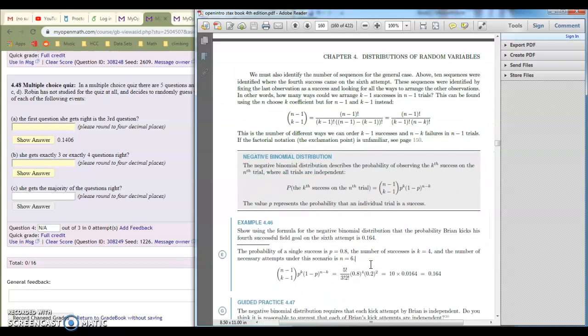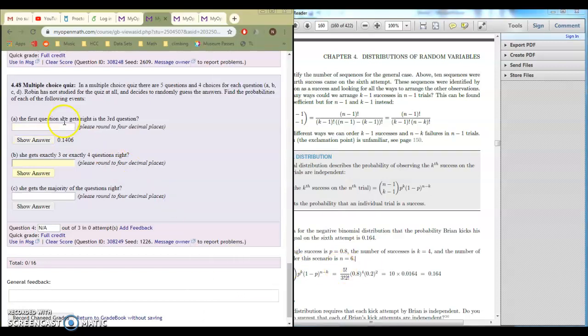Basically what it does for us is it tells us the probability of observing some success on the blank trial. So for this problem here, we want the success to be on the third question. So we want the first success to be on the third question. So let's go ahead and compute that.